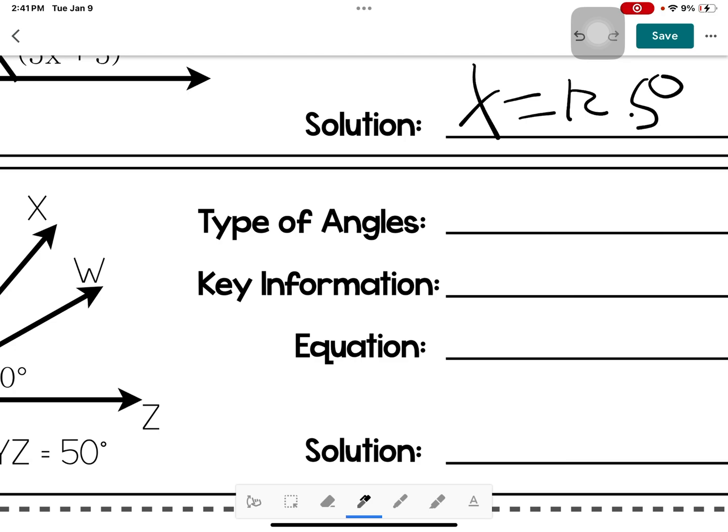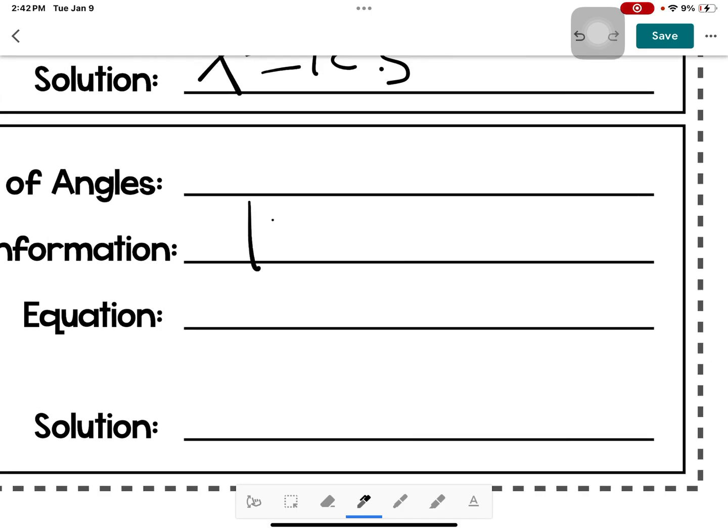Okay, so what about supplementary angles? What do we know about them? They're equal to 180 degrees. Right, so their sum is 180 degrees. So if their sum is 180 degrees, did you guys write the equation that you think?